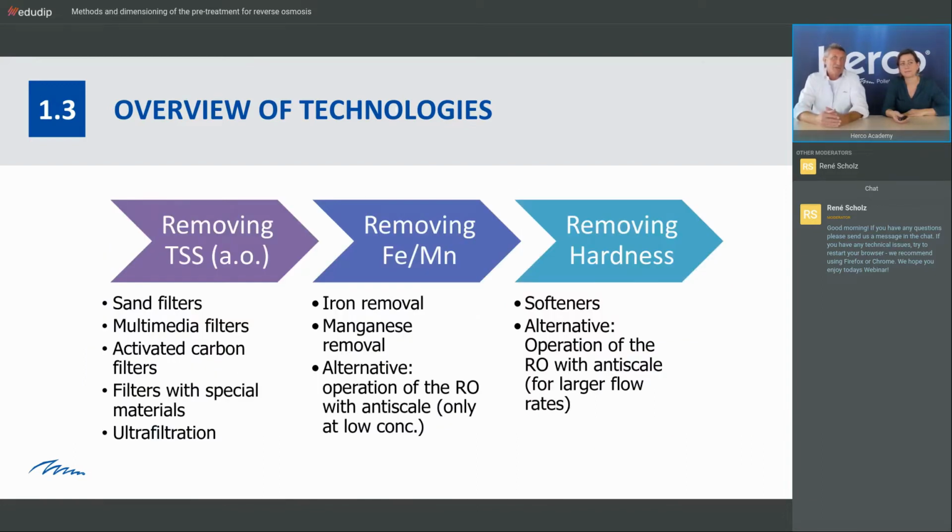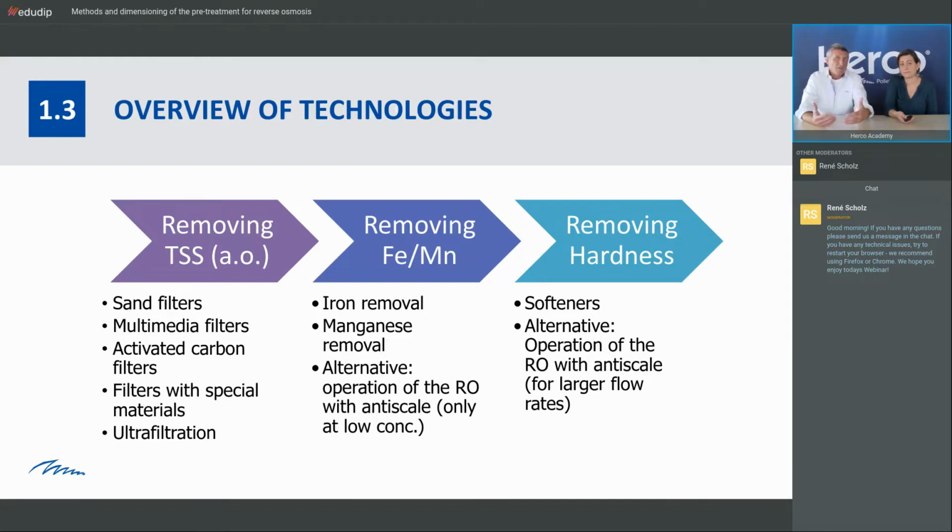Okay, the overview of technologies. Starting with the removal of TSS, so total suspended solids. In this region there are sand filters, multimedia filters, activated carbon filters, filters with special materials, which we will explain afterwards, and even ultrafiltration. And then it moves to the right side, from the undissolved to the dissolved substances. There we have the removal of iron and manganese.